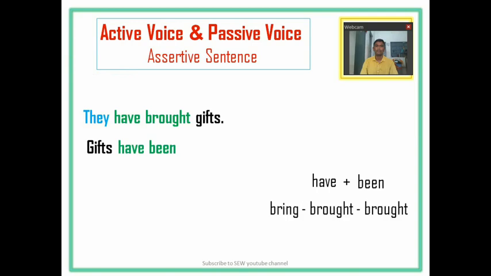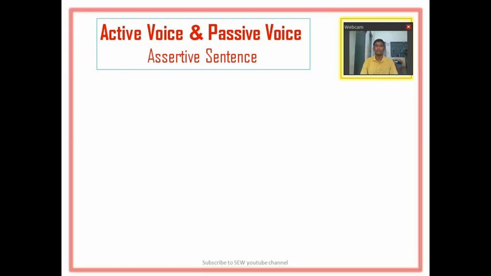So what are the verb forms of brought? Bring, brought, brought. So what should be written? V3 form should be written. So brought. After the main verb, what comes? Preposition by comes. And the subject is they. So the object pronoun of they is them. So, gifts have been brought by them is the passive form of they have brought gifts.